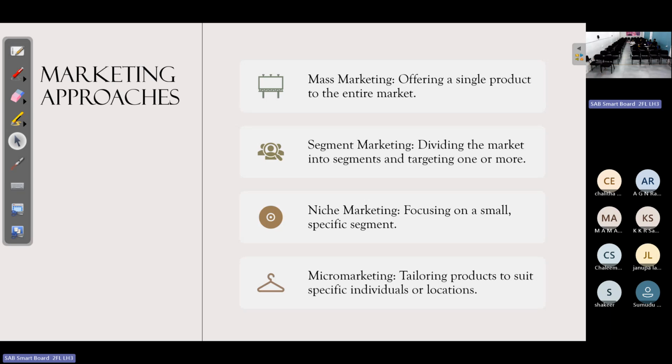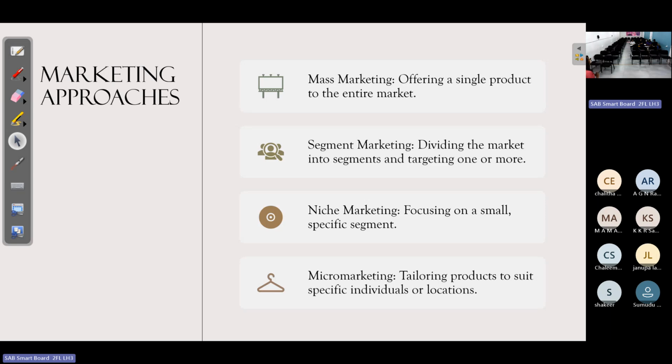Something like that. Then micro marketing means we are doing tailored products, based on individual customer needs we change our product. In segment marketing, we do not consider individual things; we consider the entire segment and produce for the entire segment. In niche marketing, we select a few customers and produce based on that. Here we consider individual customer needs. Based on individual preferences, we customize. That's what we call micro marketing.